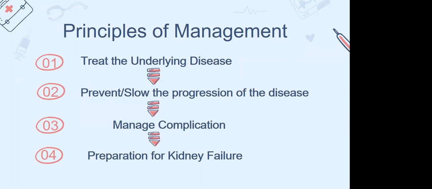So children with chronic kidney disease should be treated at a pediatric center that is capable of providing multidisciplinary services, including medical, nursing, social service, nutritional, and also psychological support.